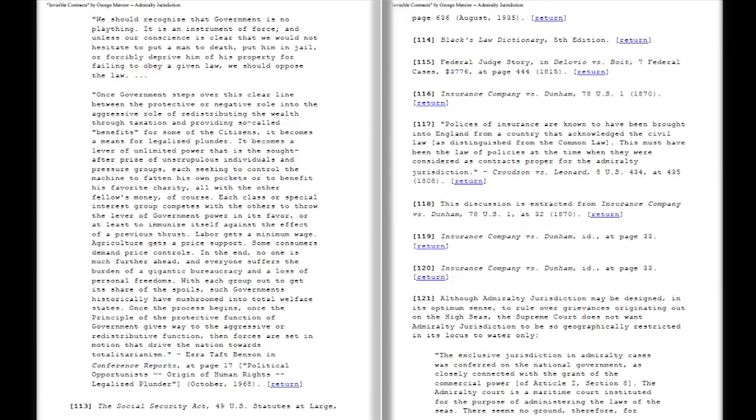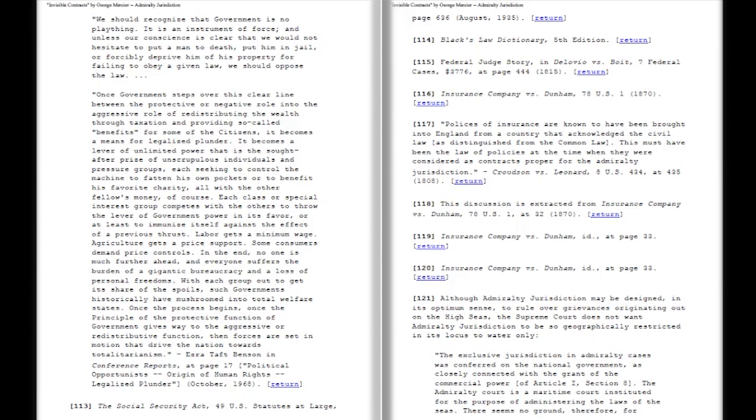Return. 117 Policies of insurance are known to have been brought into England from a country that acknowledged the civil law as distinguished from the common law. This must have been the law of policies at the time when they were considered as contracts proper for the Admiralty jurisdiction. Crowdson vs. Leonard, 8 U.S. 434, at 435, 1808. Return.